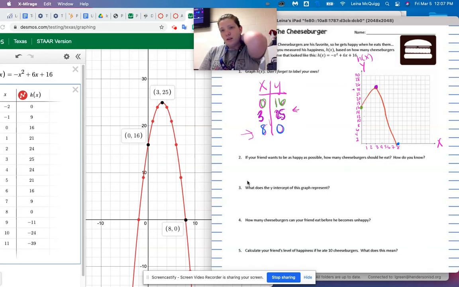Okay. So he eats 1, he's a little bit happier. 2, he's a little bit more happy. 3, he's a little bit happier. And then at 4, it's coming back down. So he's not so happy anymore. And then 5, it goes down a little bit more. And 6, it goes down a little bit more. And 7 and 8, he's down. He's not happy at all.